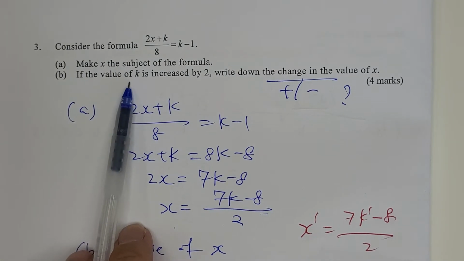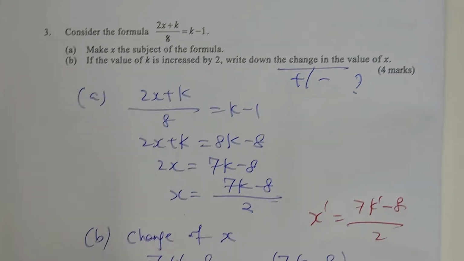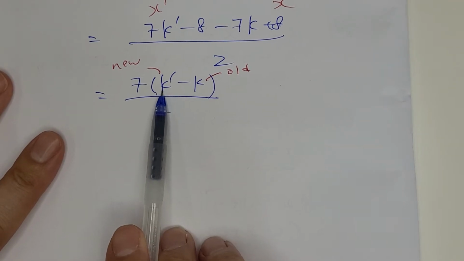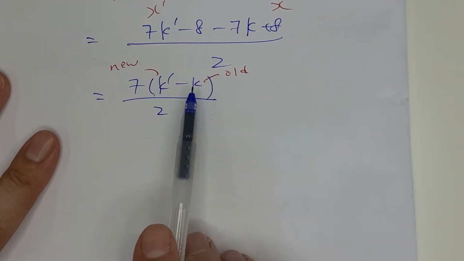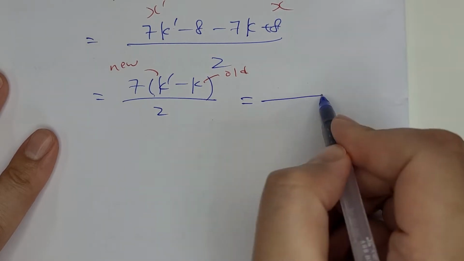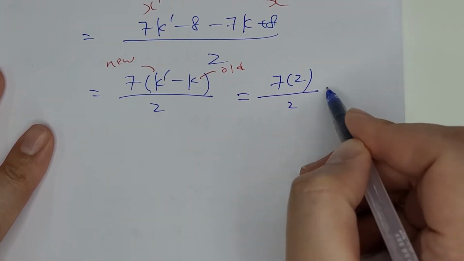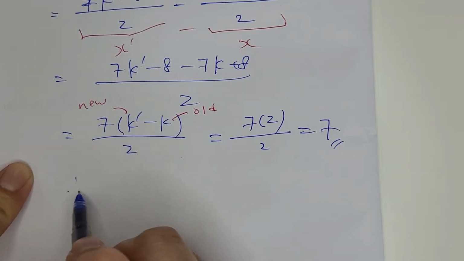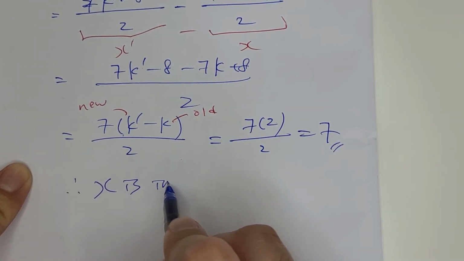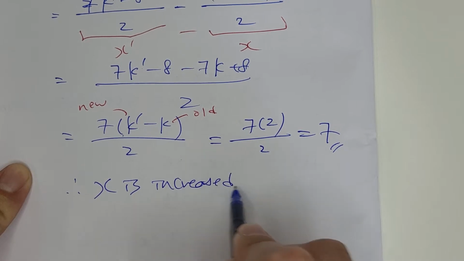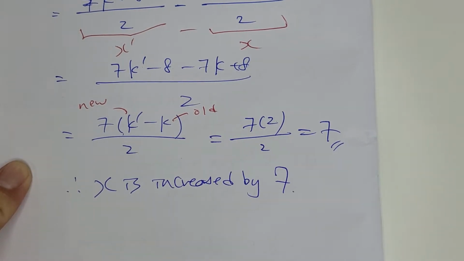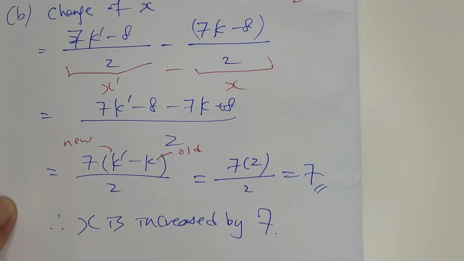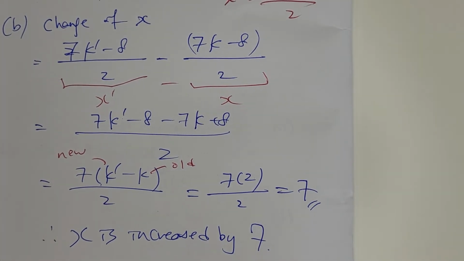Go back to the question. k is increased by 2. That means new k is greater than the original k by 2. So that is 7 times 2 over 2. Finally, 7. And what does that mean, this 7? That means x is increased by 7. Okay? So that is part B. And that is the end of question number 3. So go to question number 4.